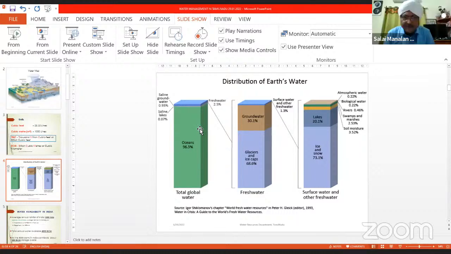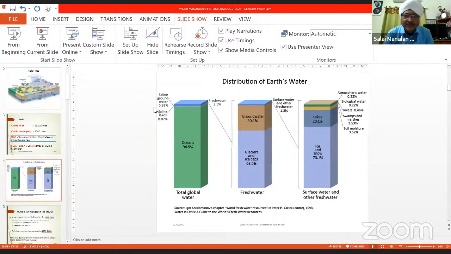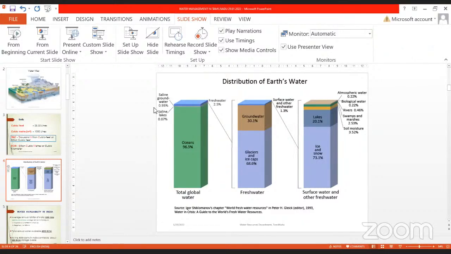Out of the total water available in the world, the oceans hold the saline water. It contributes about 96.5%, and this cannot be managed or used directly, so we can leave that out. The saline groundwater and the saline surface water in lakes together contribute about 1%. Adding these two, we get 97.5%, and the remaining 2.5% is fresh water. Only this 2.5% of fresh water needs to be managed.